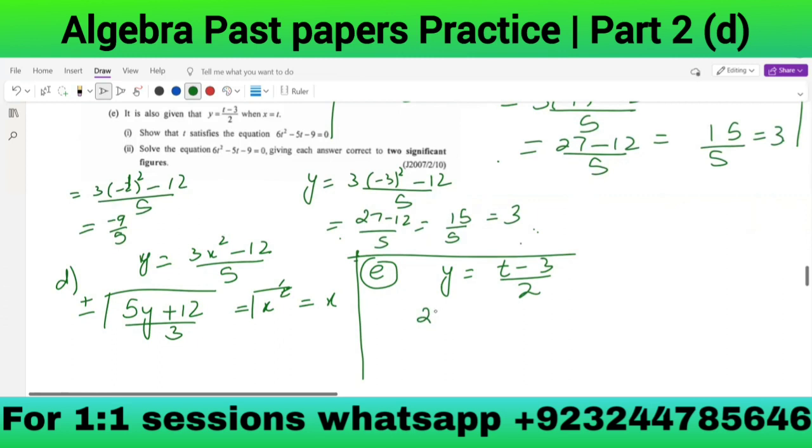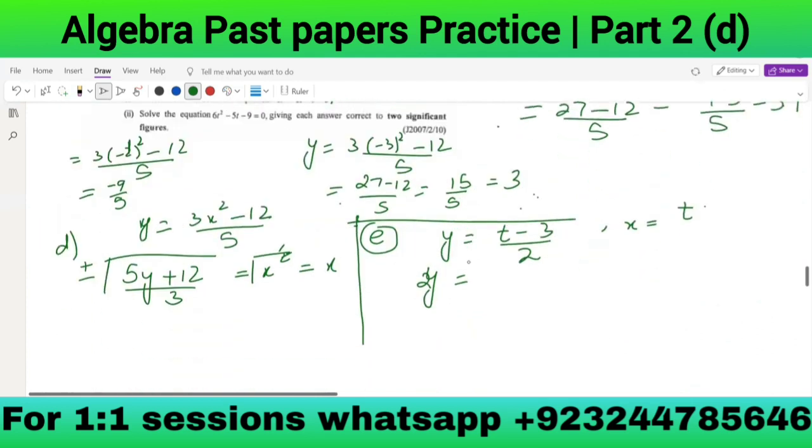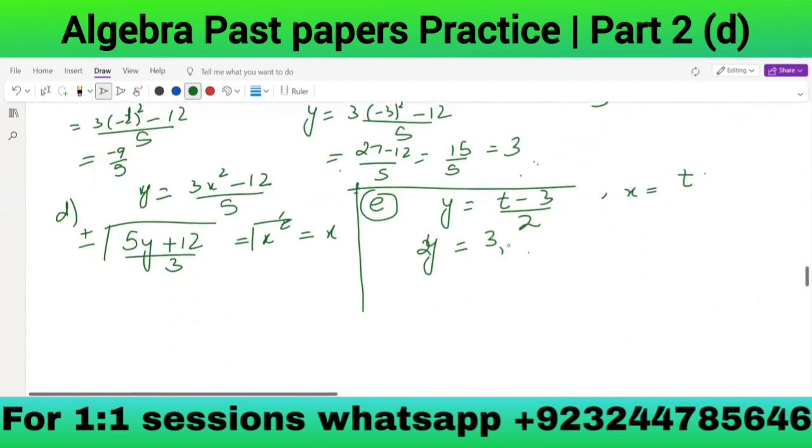So what was the main equation? Show that t satisfies the equation. It is also given that y is equal to this when x is equal to t. We just need to put in our original equation the value of t. So the original equation was y is equal to 3x square minus 12 over 5. So we just need to put the values in the form of t. So it would be t minus 3 by 2, which is equal to 3t square minus 12 by 5.